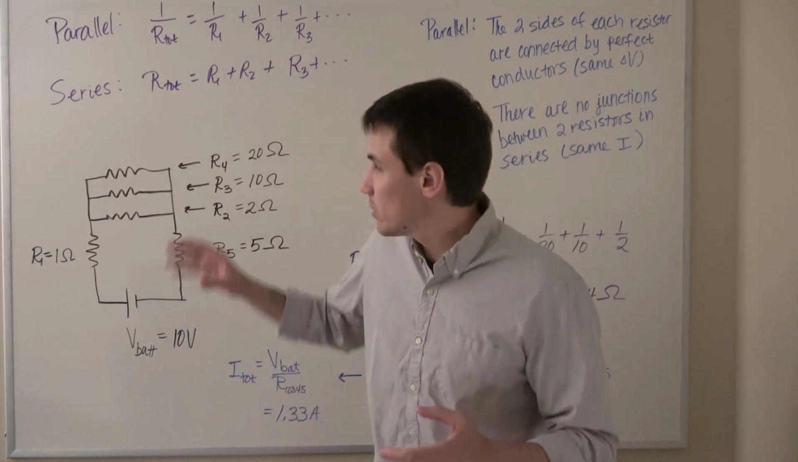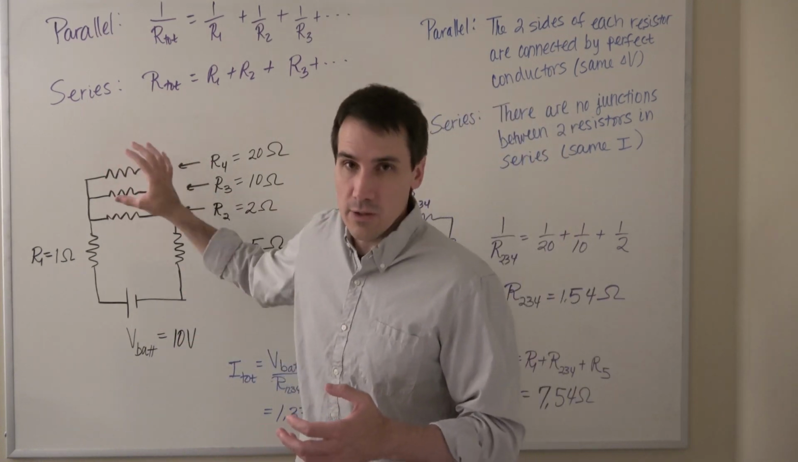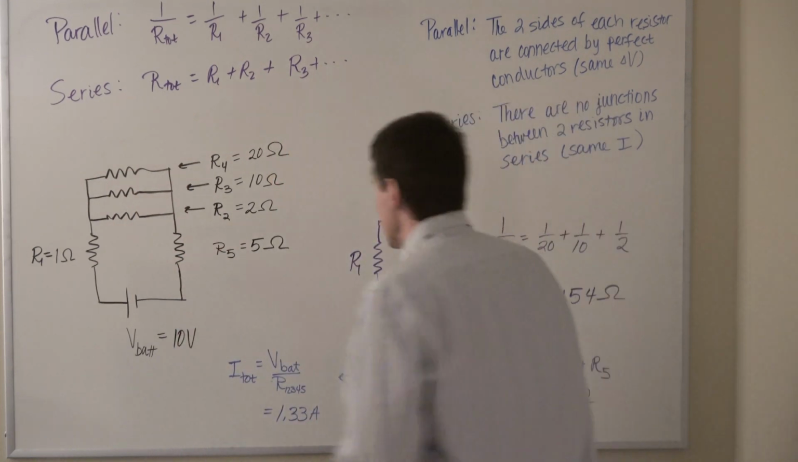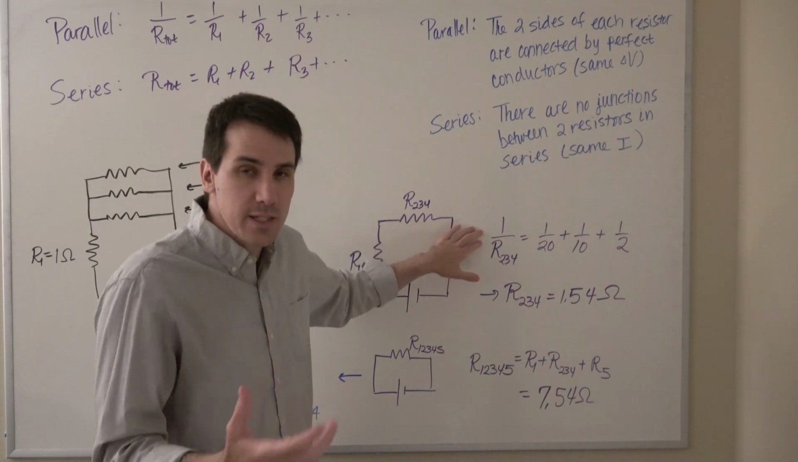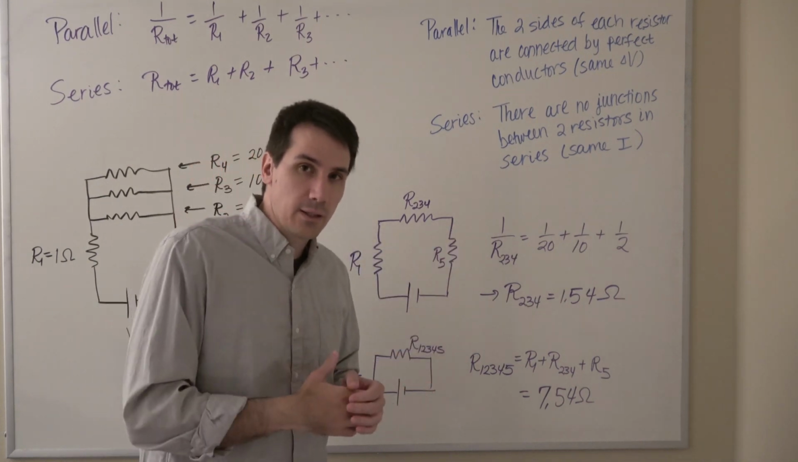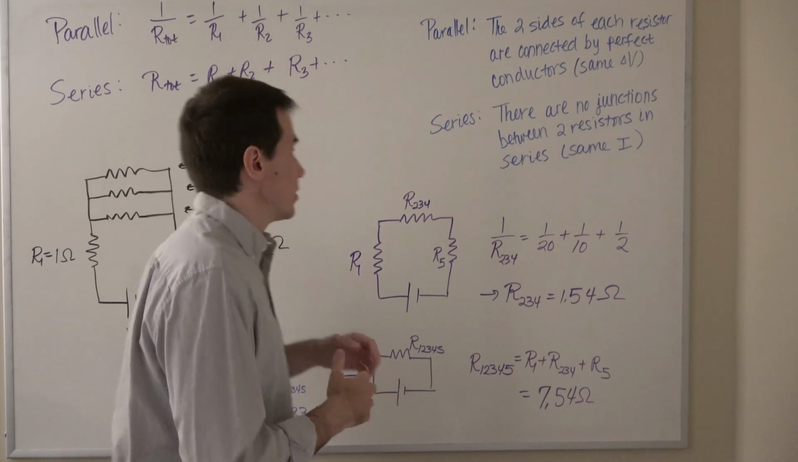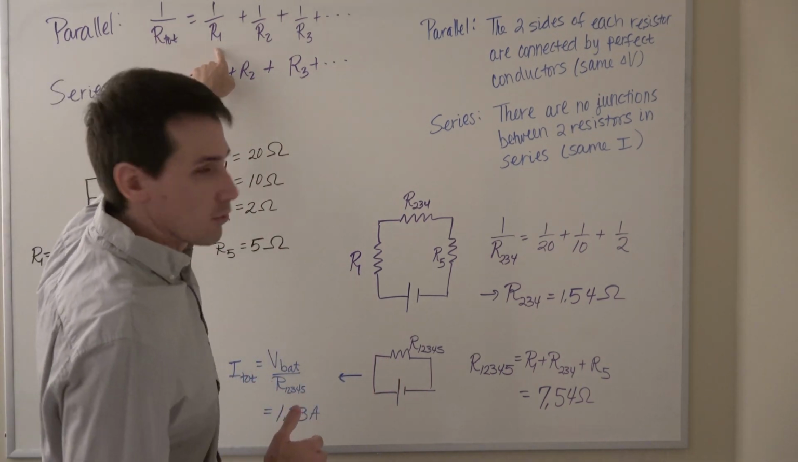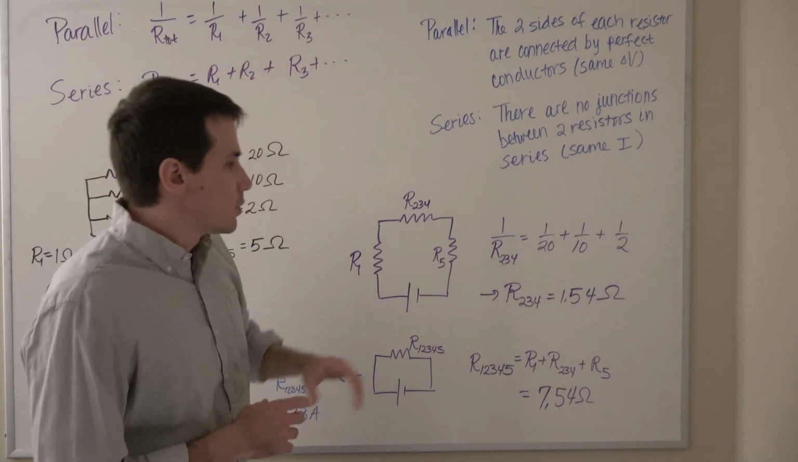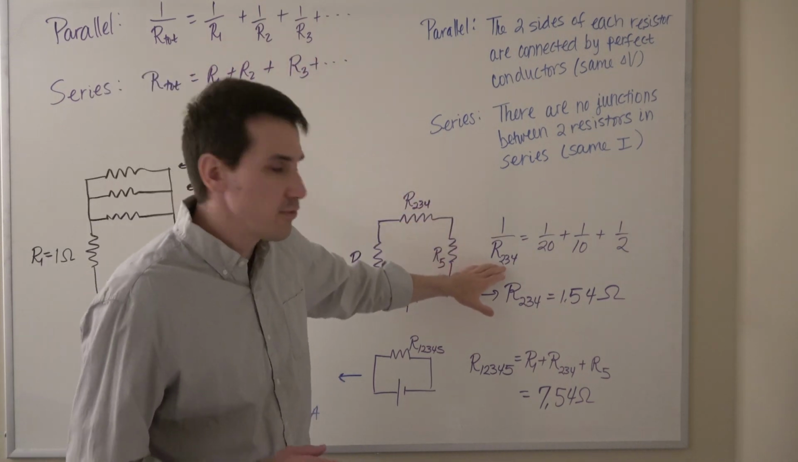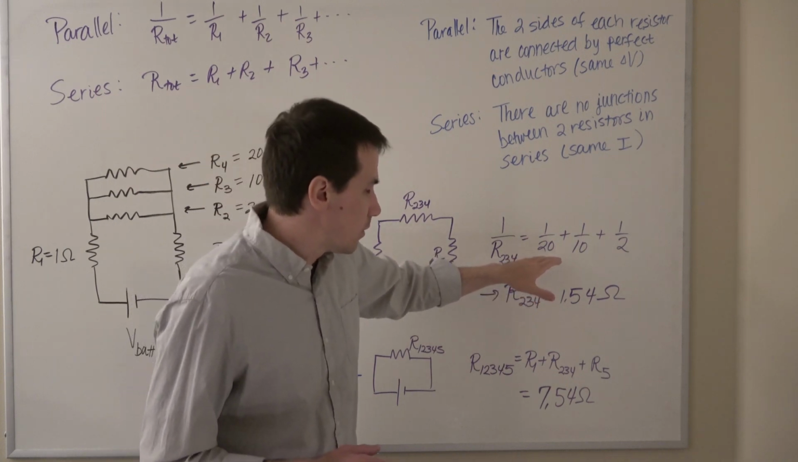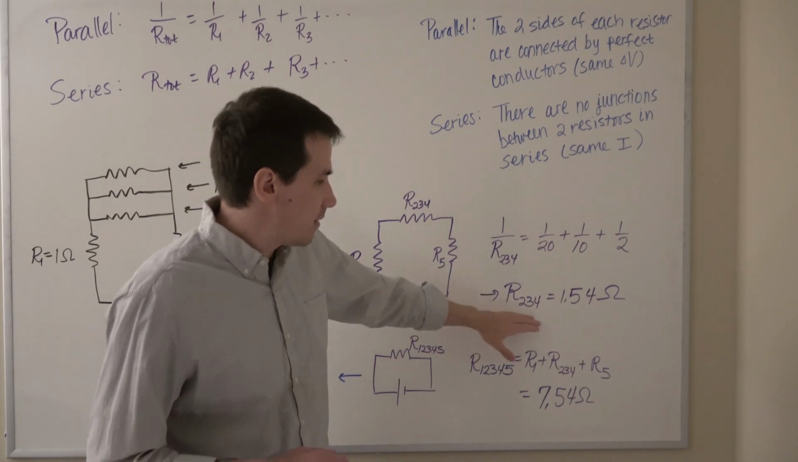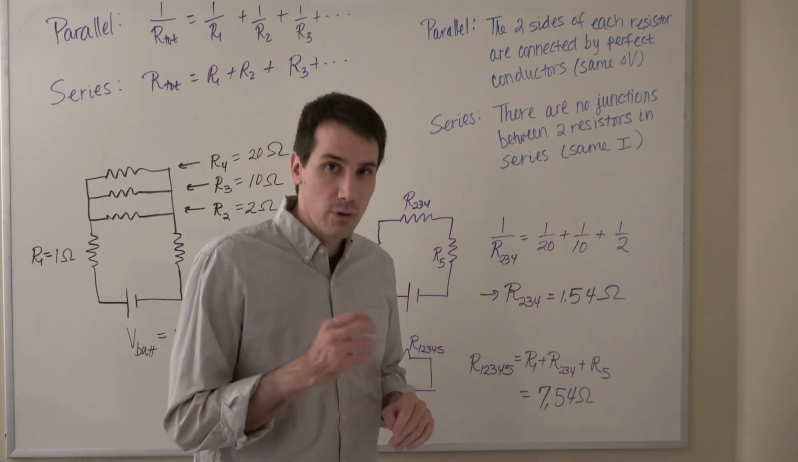So, how can we use that knowledge that these three resistors are in parallel to simplify our circuit? Well, we can simply find the equivalent resistance using our parallel resistance equation. That is, that 1 over R total is 1 over R1 plus 1 over R2, etc. So 1 over R234 is 1 over 20 ohms plus 1 over 10 ohms plus 1 over 2 ohms, and then that equals 1.54 ohms.